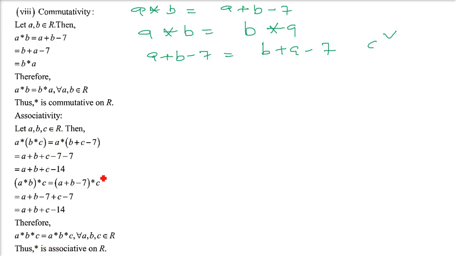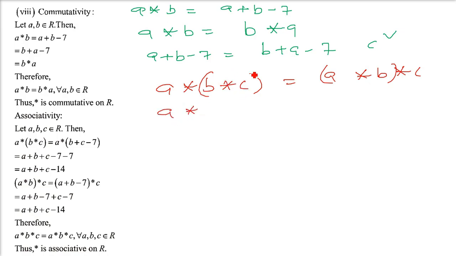Coming to associative, second part. So associative, we have (A star B) star C equals A star (B star C). First we'll do BC, then we'll take A. So A star (B star C) is what? We'll replace A and B by B and C. So B plus C minus 7. What do you get here? A star B is A plus B minus 7, and star C. So now we'll replace the first part, A by A, but B by B plus C minus 7.